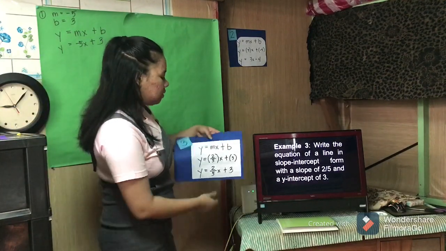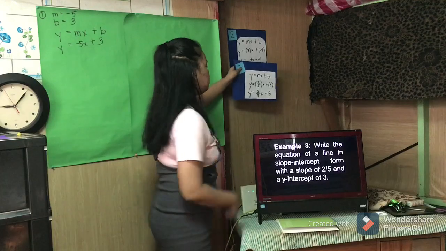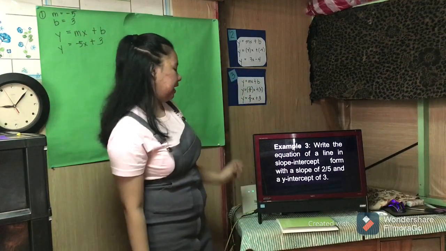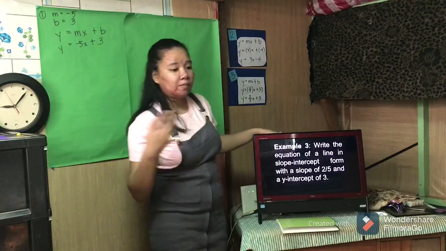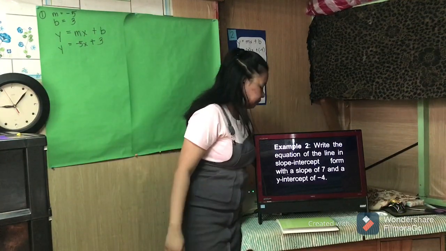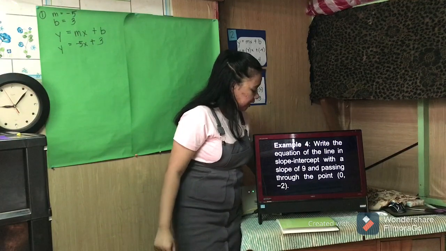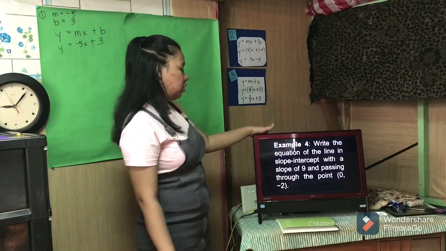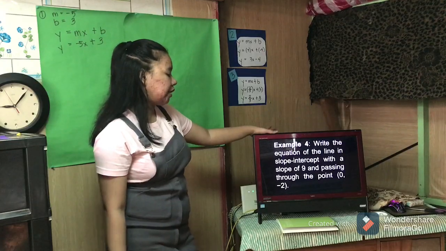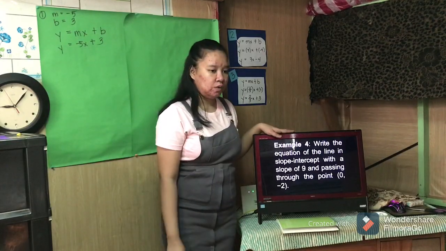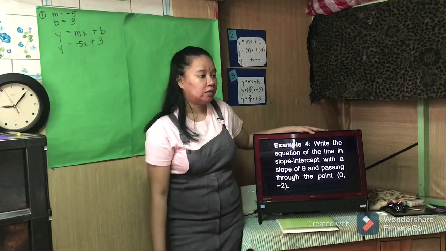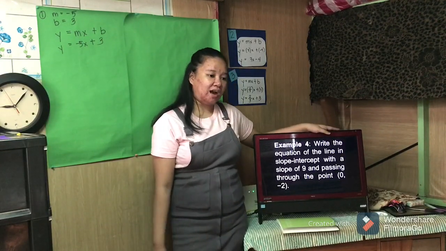Very good. So the answer will be y equals 2/5x plus 3. Next, let's go through some more examples. Oh, sorry. So I have here number 4. Write the equation of the line in slope-intercept form with a slope of 9 and passing through the point (0, -2). What have you noticed in this example? Is it different from example 3 that we have discussed?